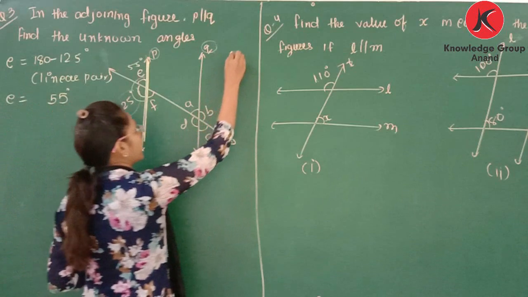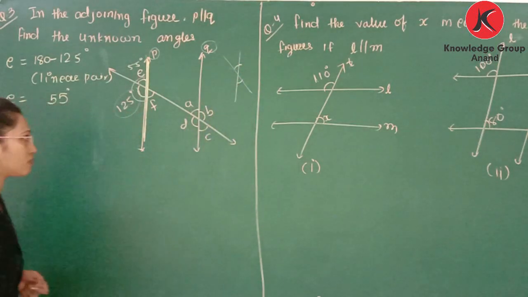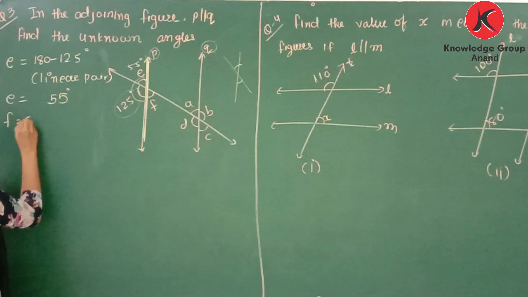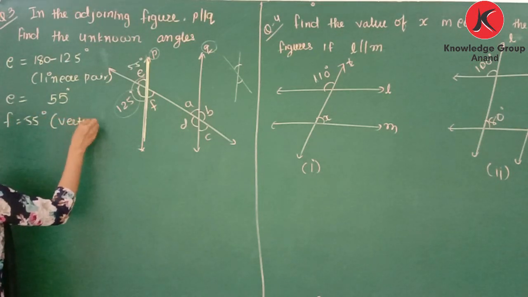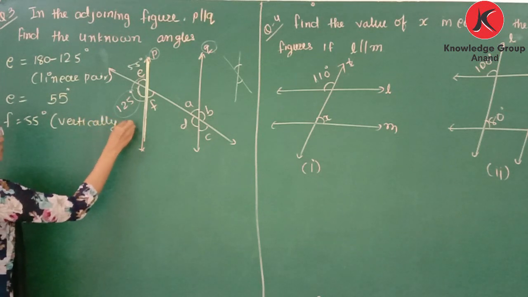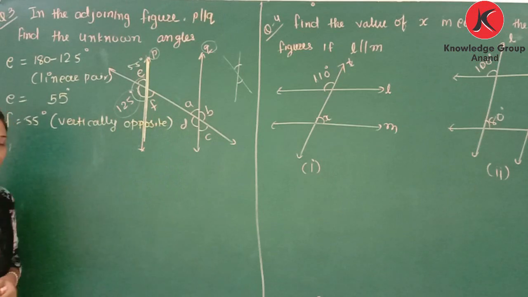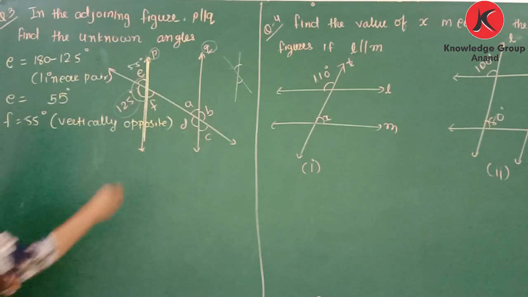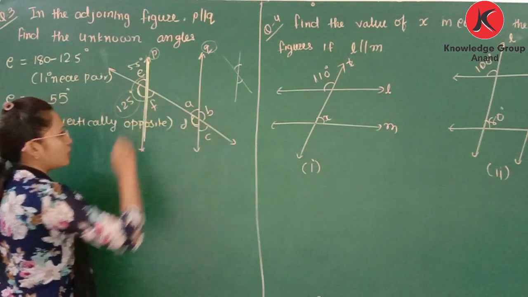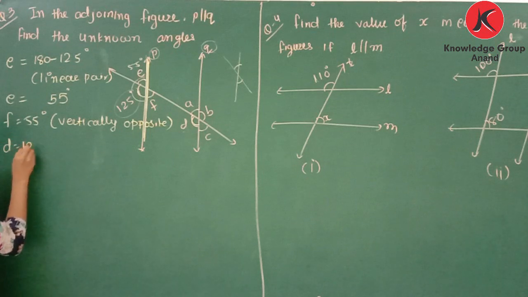Vertically opposite angles are equal. If this is the pair, then this angle and this angle will be equal. So F is also 55. You need to write the reason: vertically opposite angles. Now 125 and D. You can see this angle and this angle are in corresponding position. So D is equal to 125.